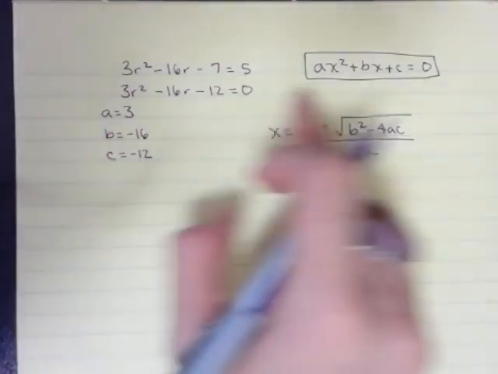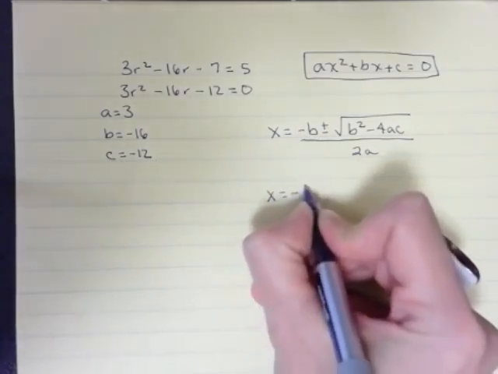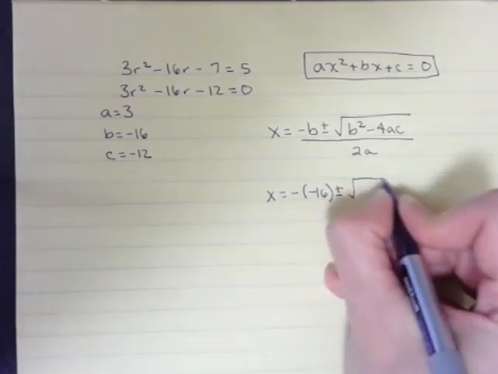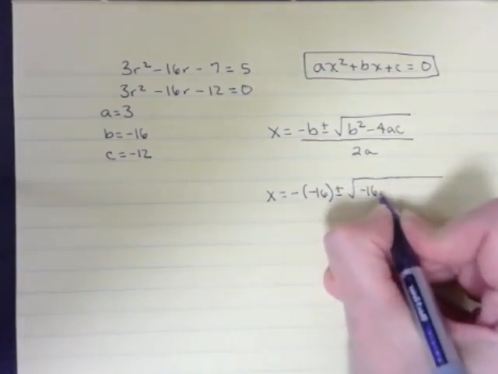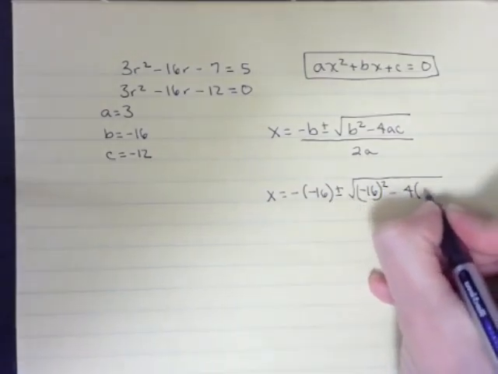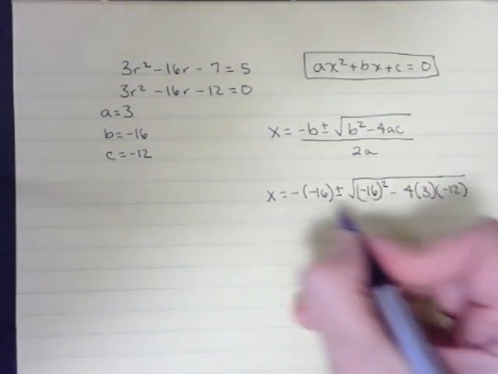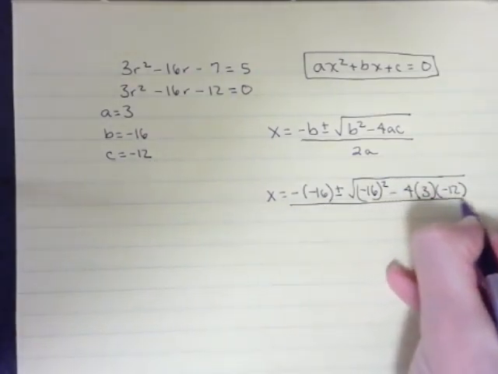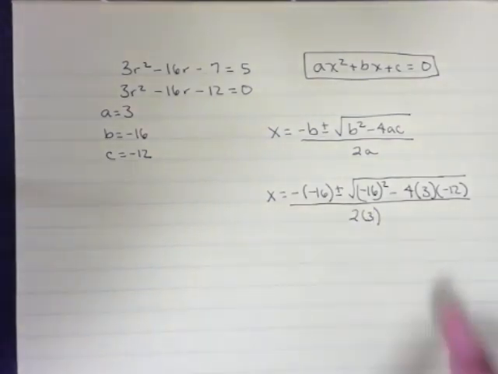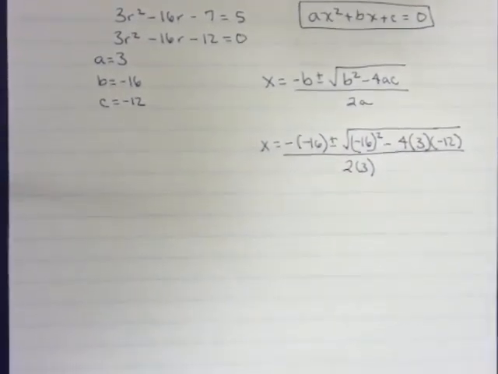So if I take this information and I plug it into here, I have x equals negative 16, and don't forget your parentheses, plus or minus the square root of negative 16 in parentheses squared minus 4 times parentheses 3 times parentheses negative 12 all over 2 times 3. Now the cool thing is I can do this in my calculator. But remember, the plus or minus means that I have 2 answers.